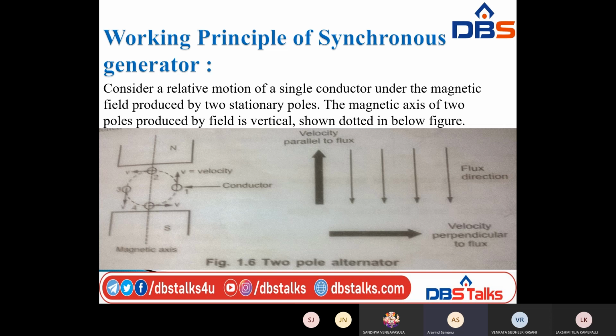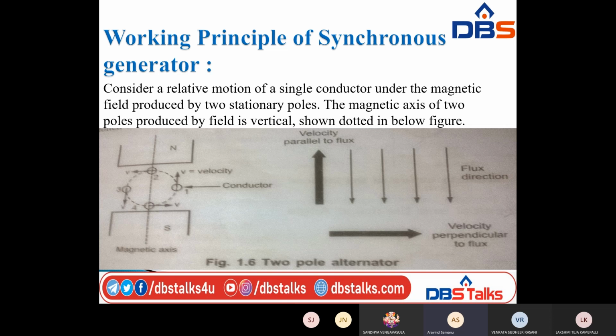Here we have 4 positions, 1, 2, 3 and 4. V is the velocity. 1, 2, 3, 4 are the positions we are considering, and these are the magnetic flux lines. If the velocity is parallel to the flux, there is no EMF, and if the velocity is perpendicular to the flux, the EMF is maximum.